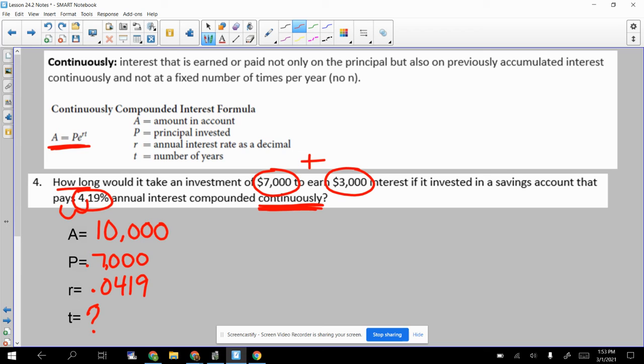So we know we're using a PERT. So we're going to plug in what we know. And we've got 10,000 is our A. Our P is 7,000. Then we have the E. And then to the RT, so 0.0419 T.